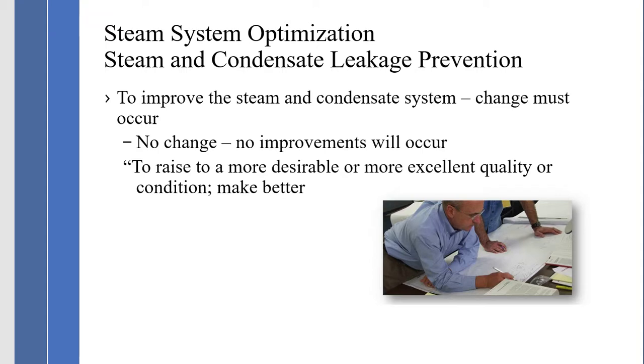Steam system optimization: steam and condensate leakage prevention. To improve the steam and condensate system, change must occur. No change, no improvements will occur. Change means to rise to a more desirable or more excellent quality or condition, to make better. What we did in the steam and condensate system 5 years ago is not what we do today. Change must occur, and I'll be talking about the different changes that need to occur to prevent steam and condensate leakage.